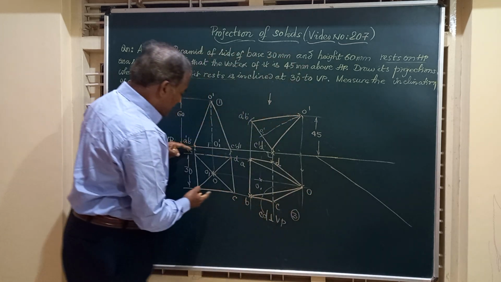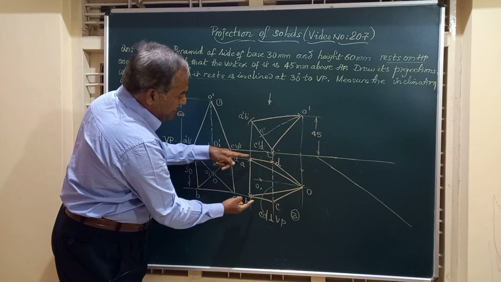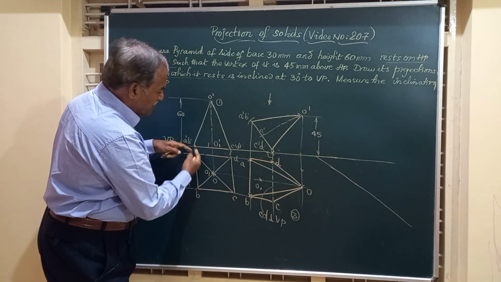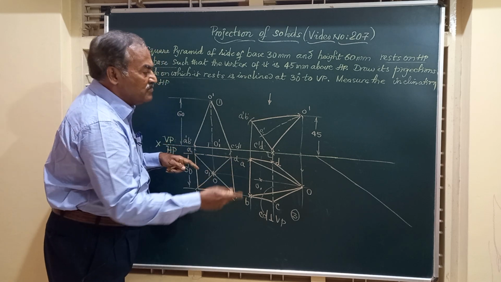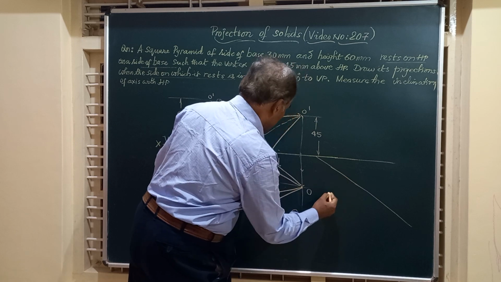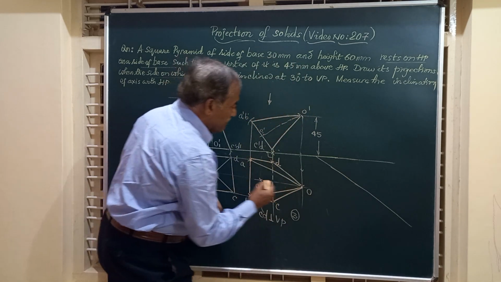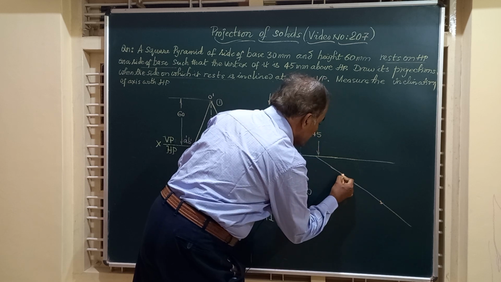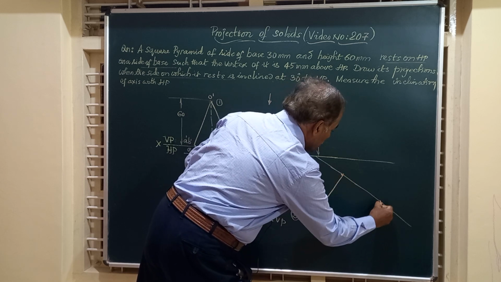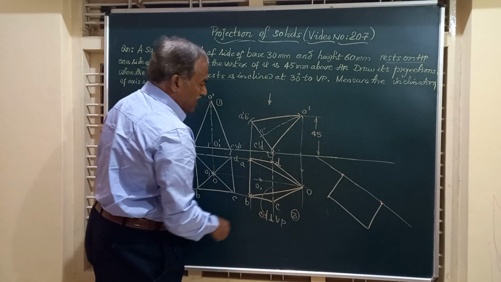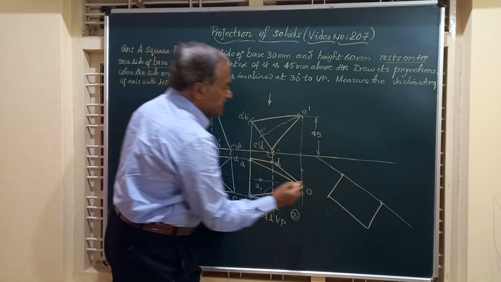So CD length, you can just observe, length of CD, length of BA. The vertical height remains the same since it is on the HP. So I will just mark that. This rectangle will mark the base. This base I have marked. Here, this is CD.